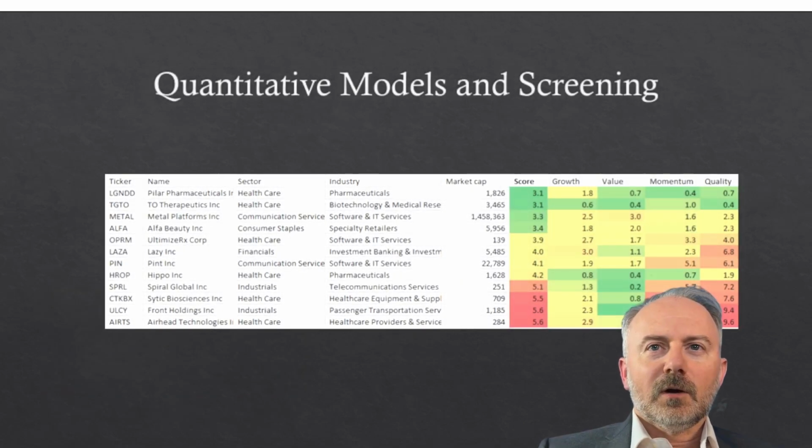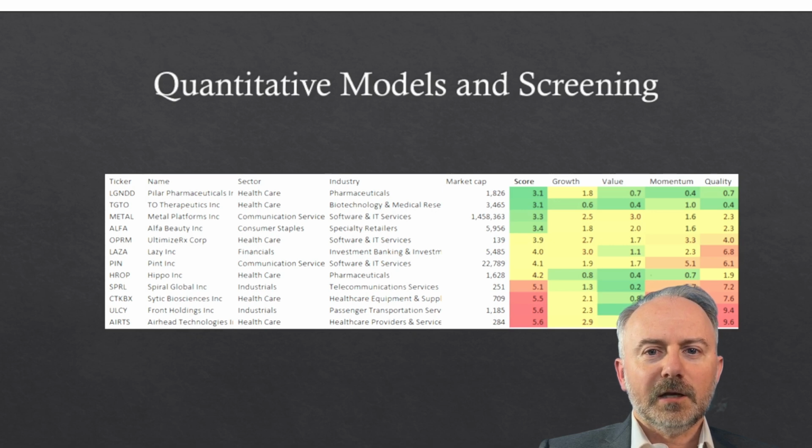First, quantitative models and screening. I start here because this is the most widely used method that big money managers use to generate high quality stock ideas. A typical model looks something like this. You'll see that it has four major factor groups. Growth, which is things like earnings growth, revenue growth. Value, things like price to earnings, price to sales, price to cash flow.